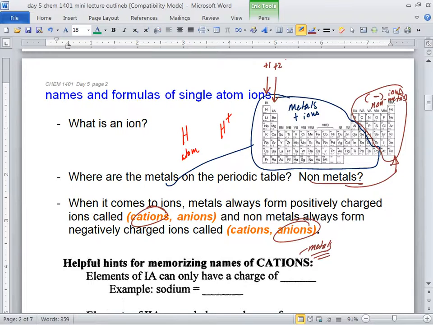So elements of 1A can only have a charge of +1. So how would you write the ion of sodium? You'd write it as Na with a plus. A lot of folks are already getting lazy on our notation. We technically should write Na +1, but a lot of people are just writing Na+, and you're going to see that a lot. Just have to get used to it. Na plus. And how do you name it? Sodium.